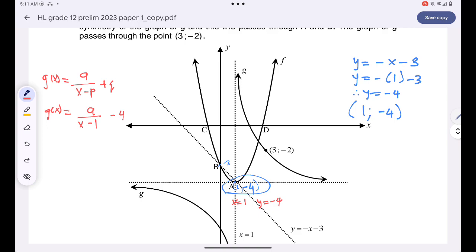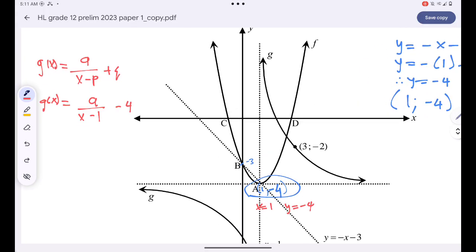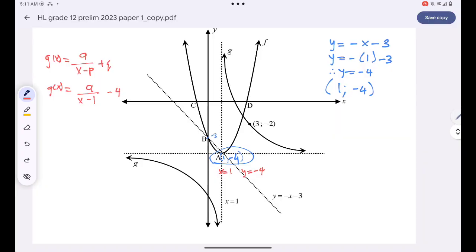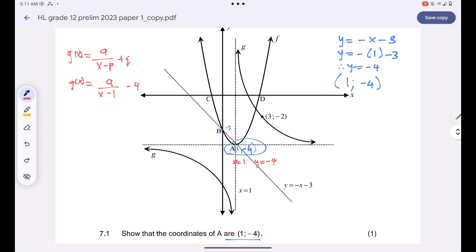And since my graph is on the first and the third quadrant of my asymptote, I'm expecting to find a positive value of a. Are you together? I'm expecting to find a positive value of a. How can I do so? By just substituting an extra point on the graph. So I know that y is just equal to negative 2 if x will be equal to 3.